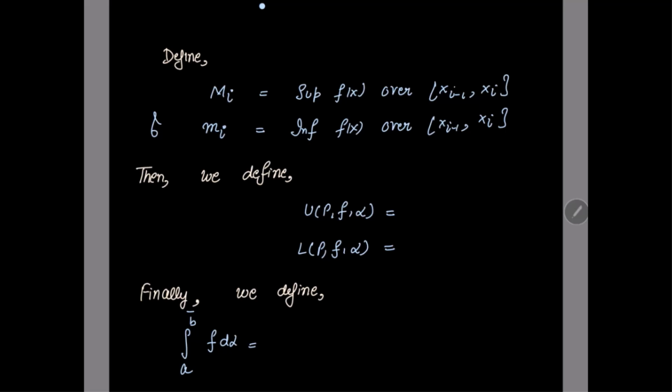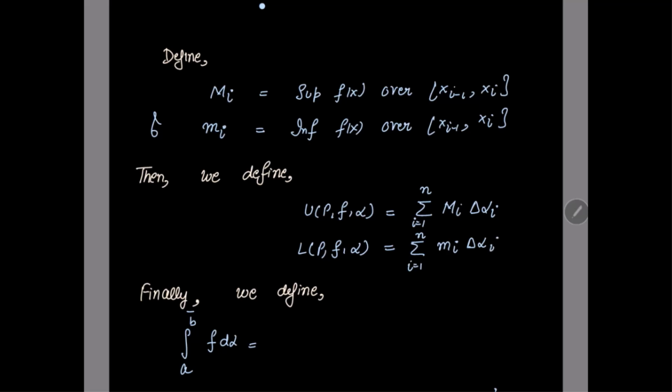Then we define, yes, what is U(P, f, alpha)? In the last video we took the sum of all capital Mi to be U(P, f). So here I am having U(P, f, alpha), which is defined as the summation of all those Mi multiplied with delta alpha i, with i going from 1 to n. Remember, now we are going to work on the Riemann Stieltjes integral, where I have to consider this alpha to be a monotonically increasing function. So L(P, f, alpha) will be the summation, i going from 1 to n, of small mi delta alpha i.